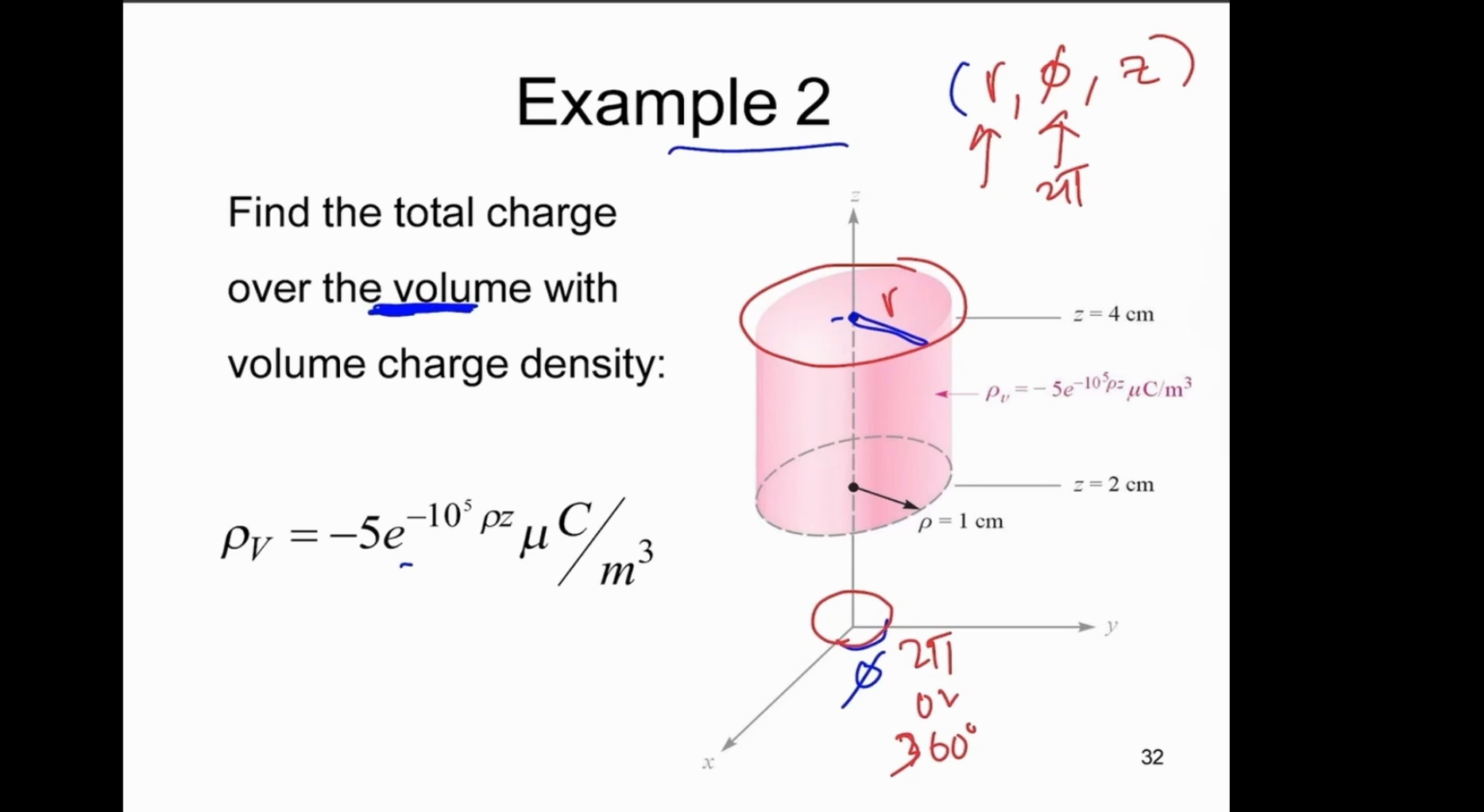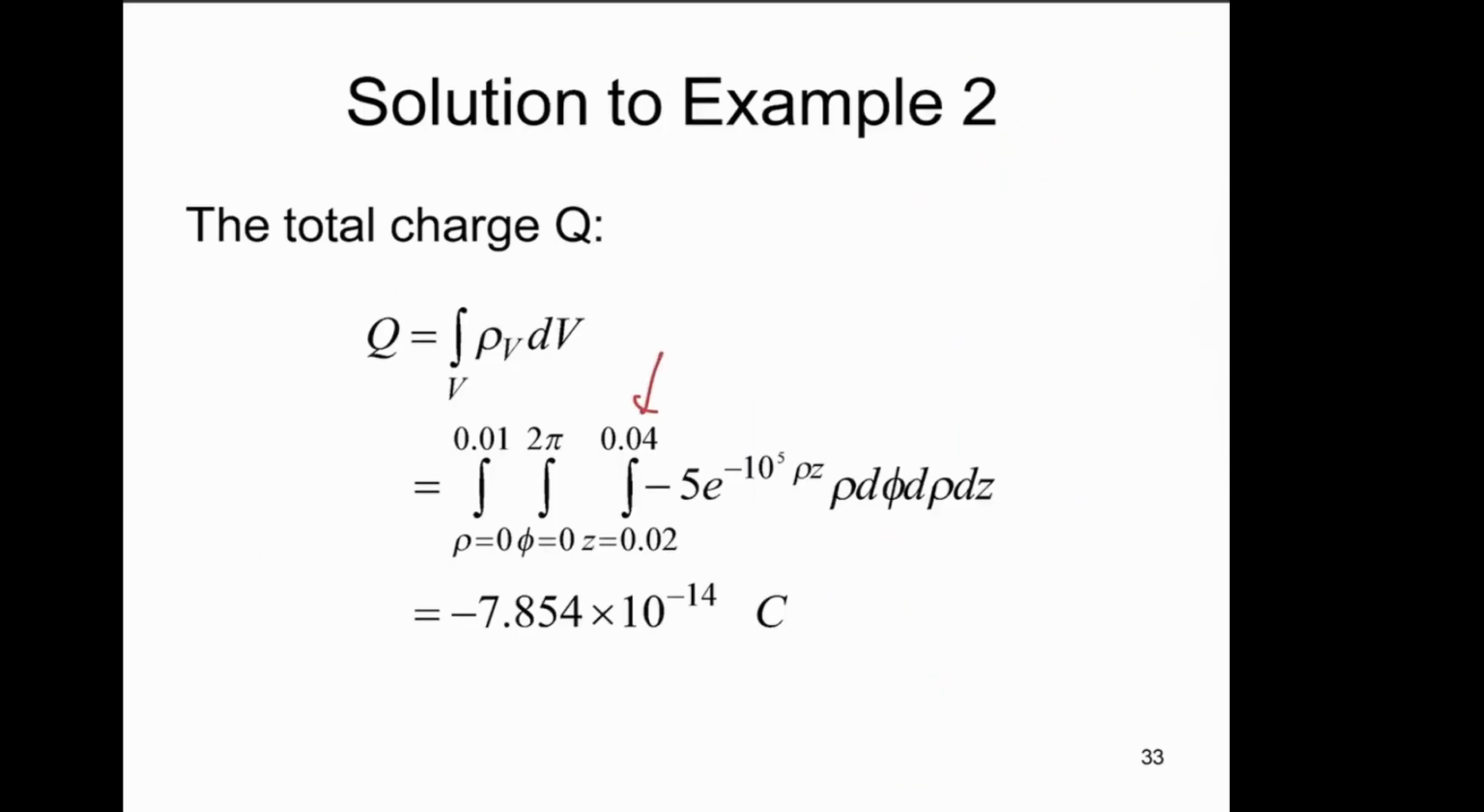Rho, this one is from 0 to 1 cm, so we consider from 0 to 1. For Z, it is 2 cm and 4 cm, so Z from 2 cm to 4 cm. So we integrate from 0.02 to 0.04. Phi, we integrate from 0 to 2 pi.